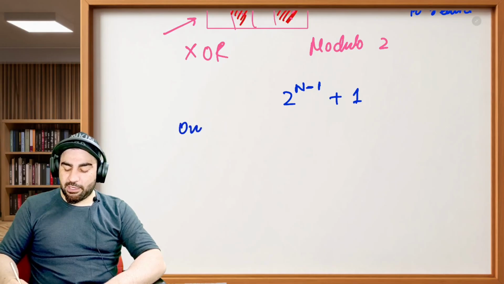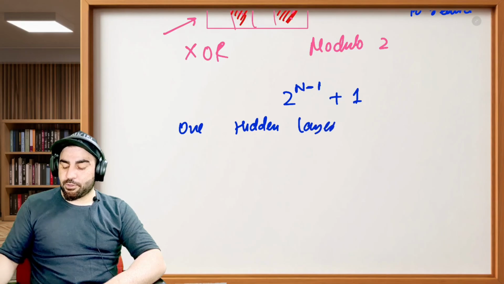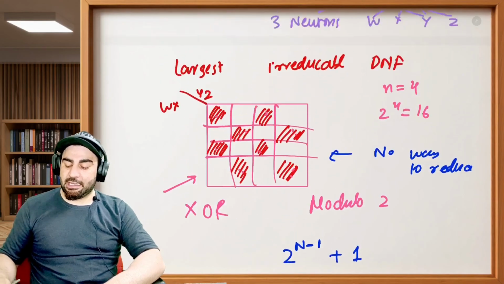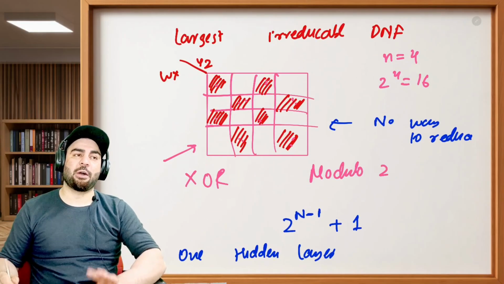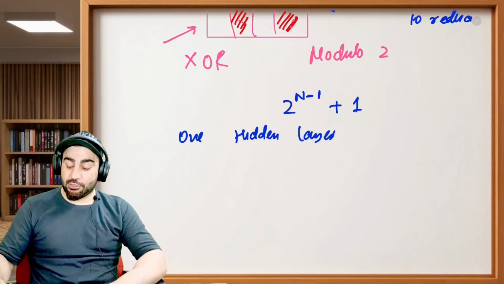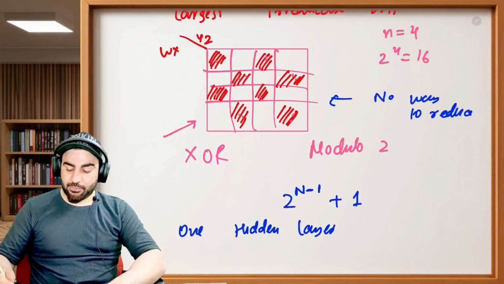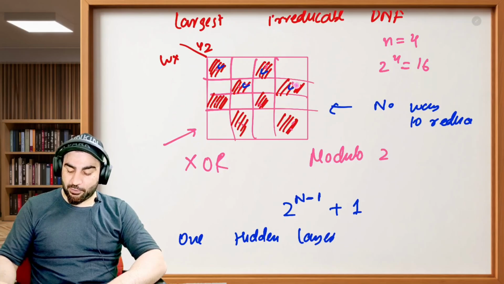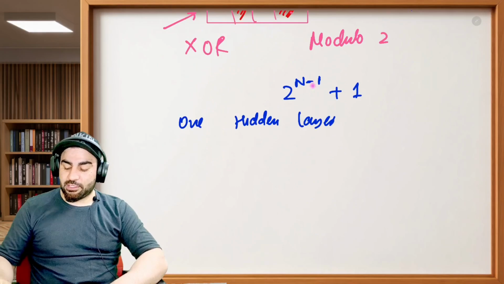So if you have one hidden layer in XOR, because this is the largest irreducible DNF, okay, because I cannot reduce it. How can I reduce it? If I can club terms together. Here in this case, I cannot club any term together. So with one hidden layer, I have 2 to the power n minus 1, because I only have neurons for these terms where the output is one. Where the gate is off, I don't need to consider that.